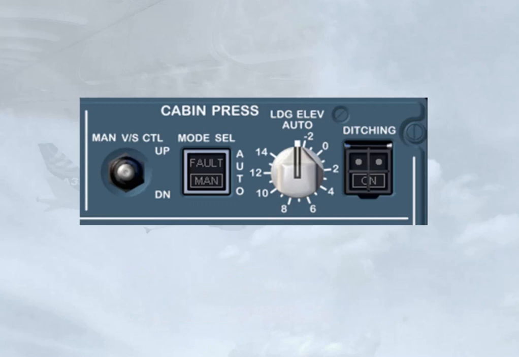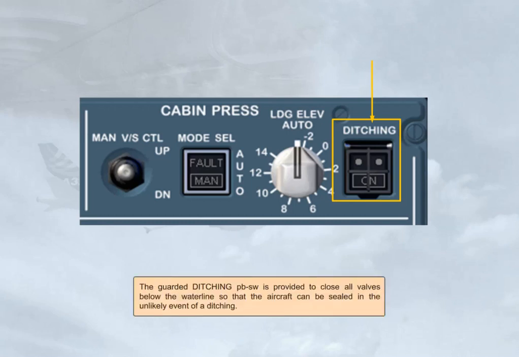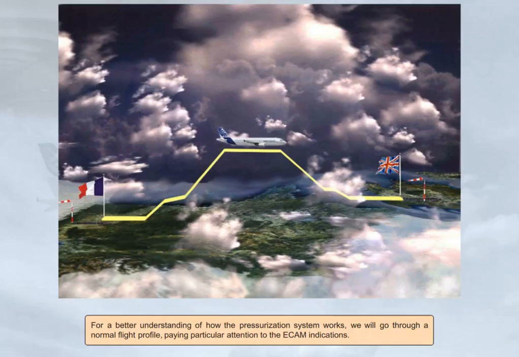The guarded ditching push button switch is provided to close all valves below the waterline so that the aircraft can be sealed in the unlikely event of a ditching. For a better understanding of how the pressurization system works, we will go through a normal flight profile, paying particular attention to the ECAM indications.